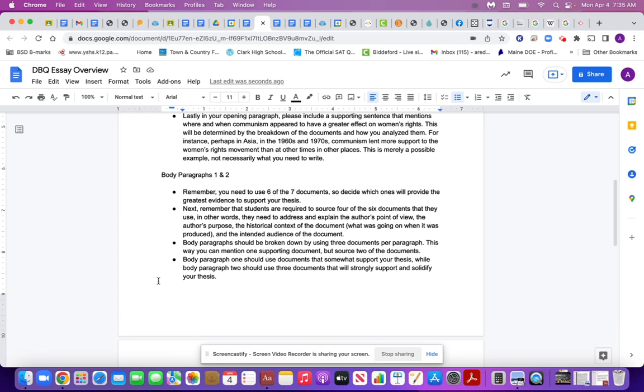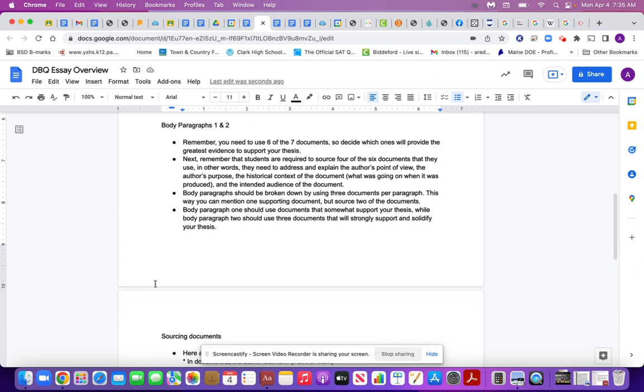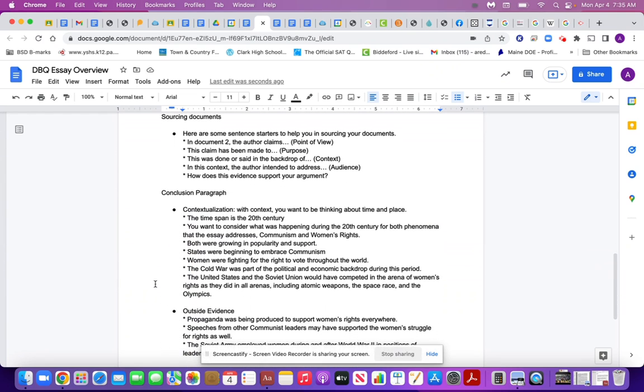This way you can mention one supporting document, but source 2 of the documents. Your body paragraph 1 should use documents that somewhat support your thesis, while body paragraph 2 should use 3 documents that will strongly support and solidify your thesis. Have your reader ending the essay with the strongest argument and evidence that you have to support your argument.